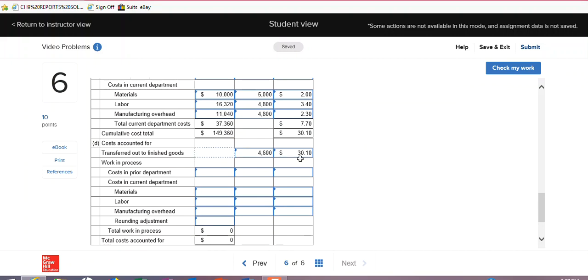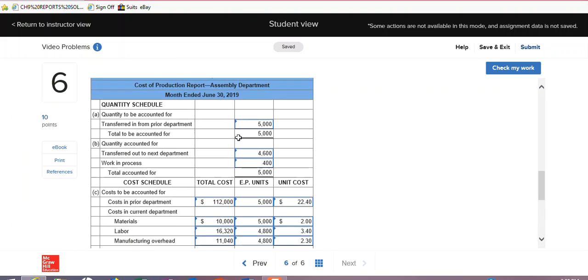So to figure out the dollar amount for that, you can take the units, the 4,600 times $30.10 each, gives you $138,460. All right, and then our work in process we've got to deal with.